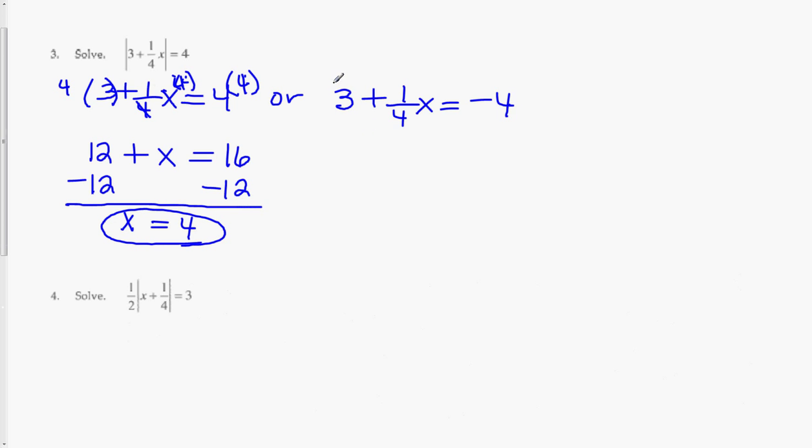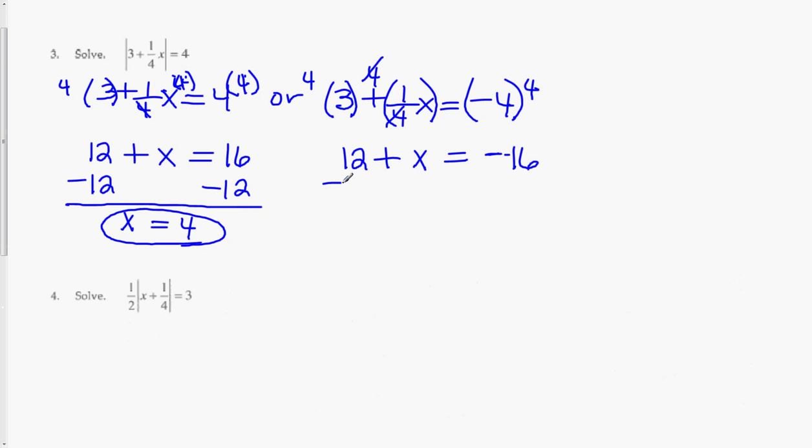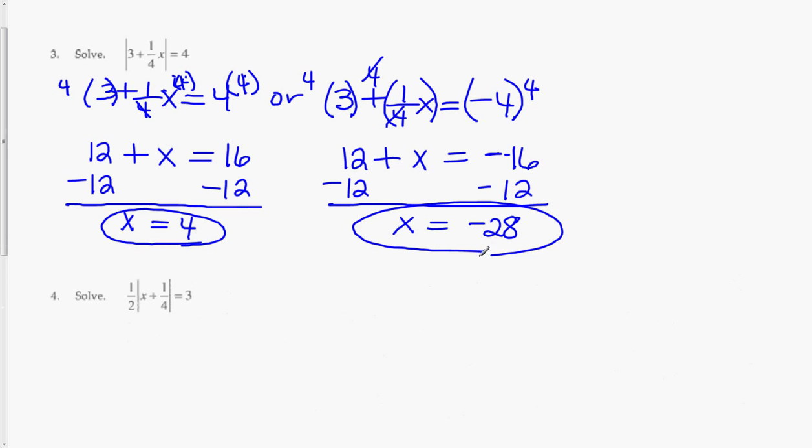Okay, on this other one, I'm going to multiply everything. Again, I'm going to clear my fractions. So I'm going to multiply all the terms by 4. So I'm going to get 12 plus x equals negative 16 this time. I'm going to subtract my 12 from both sides. So x equals negative 28. There's my other answer.